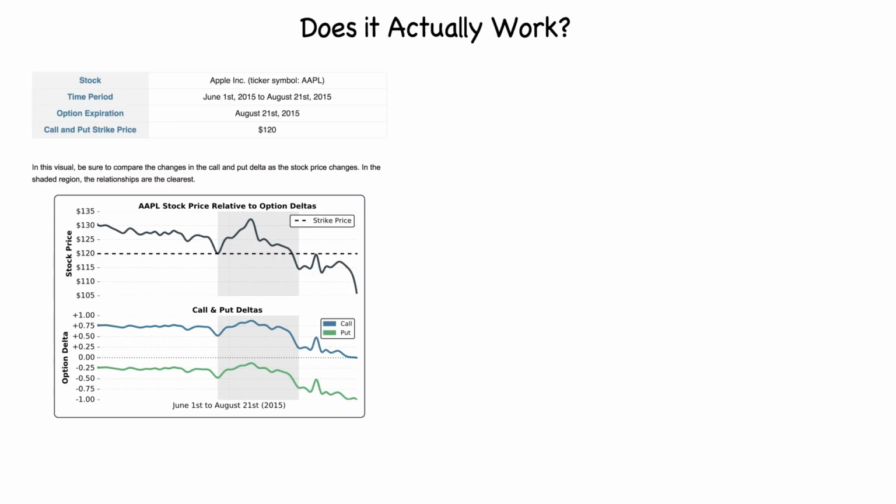So on the top part of the chart, we're looking at the changes in Apple's stock price relative to the strike price we're looking at, and on the bottom we're looking at the call and put deltas for the 120 call and 120 puts on Apple.